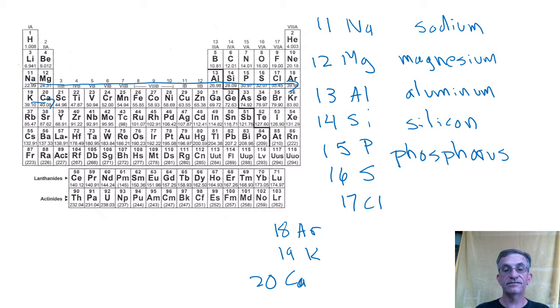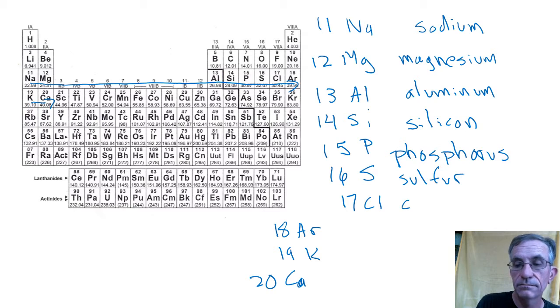And then, how about S? 16, S. We used it in a demo a while ago. It was a yellowish, rocky-looking, kind of soft material. S stands for sulfur. We get to Cl. They use it to clean pools. What do they put in pools to keep them clean so you don't get sick when you go into a pool? Chlorine.